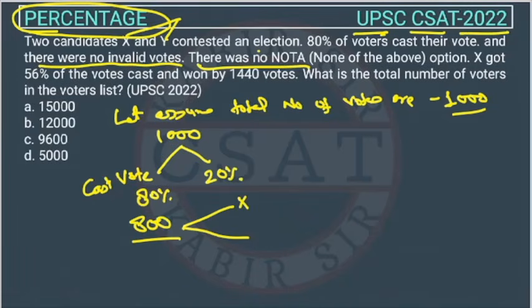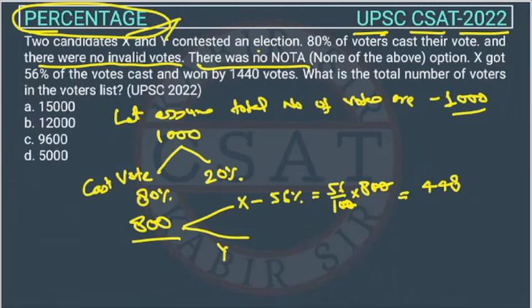So how much is X getting? X is getting 56%, 56% of 800. So this will be how much? This will be 448, right?